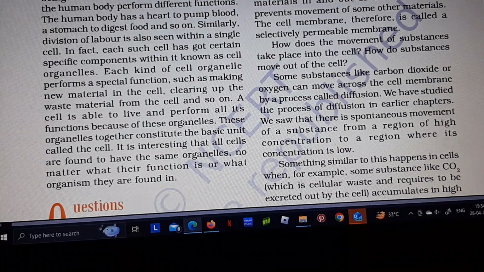Each kind of cell organelle performs a special function, such as making new material in the cell, clearing up the waste material from the cell, and so on. A cell is able to live and perform all its functions because of these organelles. These organelles together constitute the basic unit called the cell. It is interesting that all cells are found to have the same organelles no matter what their function is or what organisms they are found in.